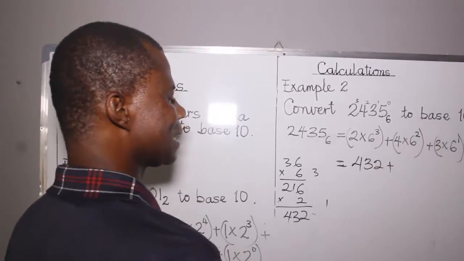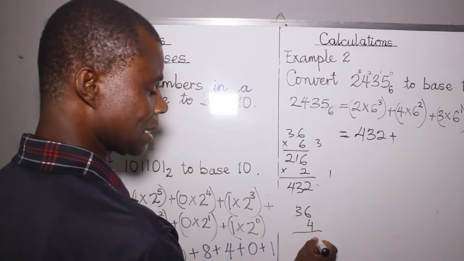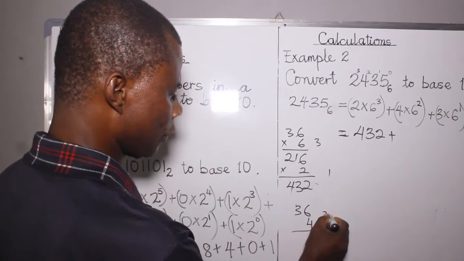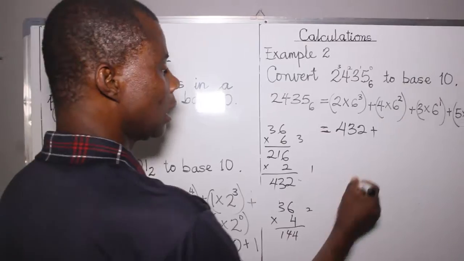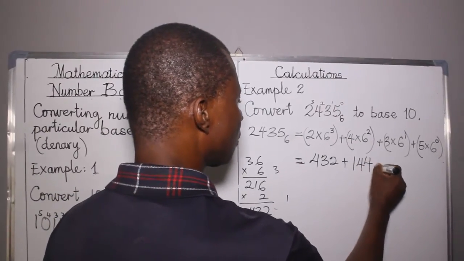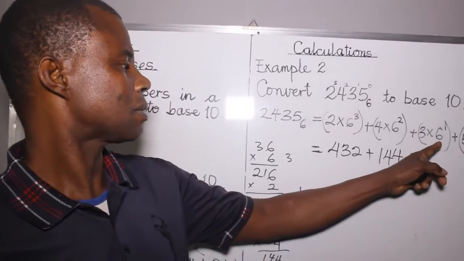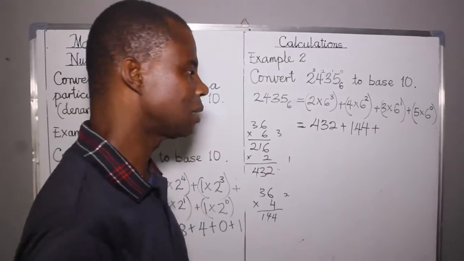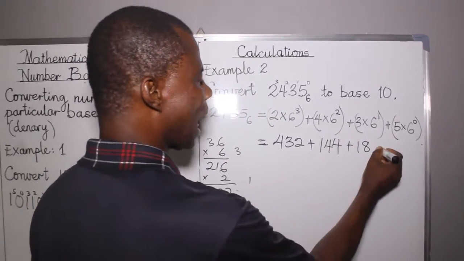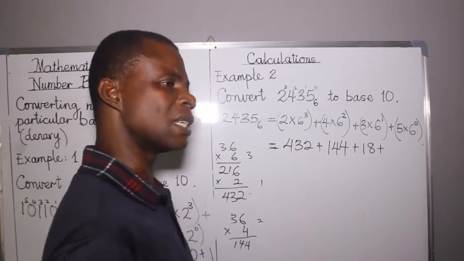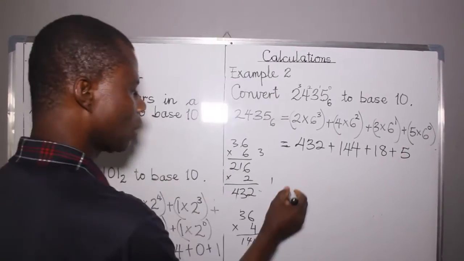Plus 6 times 6, 36. So we have 36 to multiply by 4, and that is equal to 144. Plus 6 to the power 1 is equal to 6. 6 times 3 is equal to what? 18. Plus 6 to the power 0. Is it 6? No. It's equal to 1. 1 times 5, 5. Then what's the summation of this?